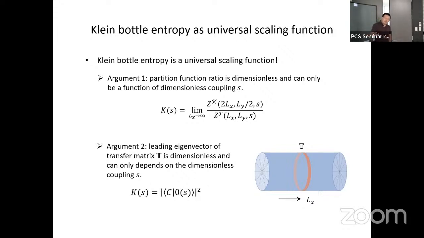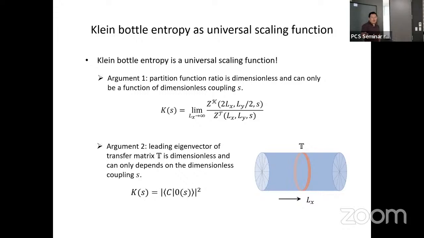And the second argument is that if you want to calculate this Klein-Bottle entropy using the cross-cap overlap, then basically you still need the leading eigenvector of this transfer matrix. But now the transfer matrix depends on this coupling S, because it's massive, not massless anymore. So the leading eigenvector, as a normalized wave function or vector, also only depends on the dimensionless coupling itself.